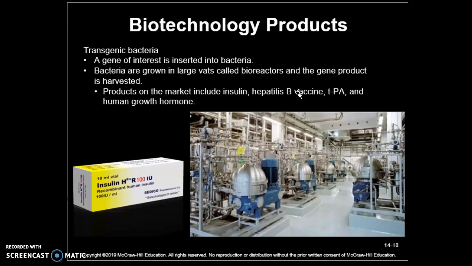Transgenic organisms are not all frankenfood like you've been hearing on the news. Some transgenic products are very, very useful and important. For example, we've already talked about insulin. Insulin comes from transgenic bacteria, where we're able to grow human insulin in these vats in order to help treat people with diabetes.